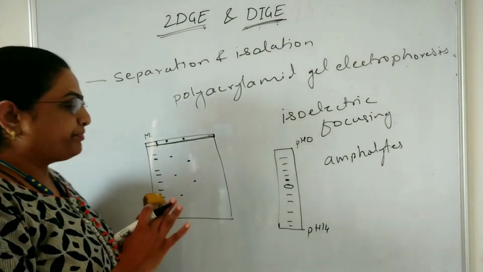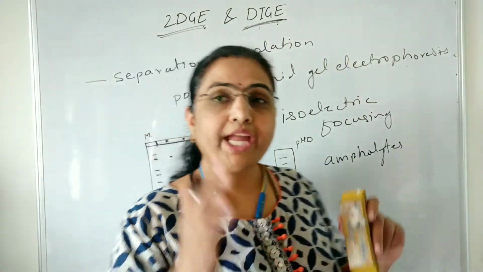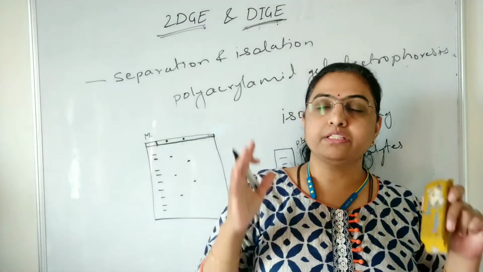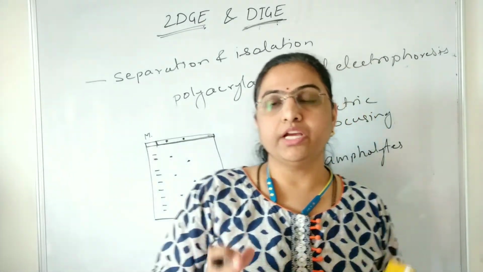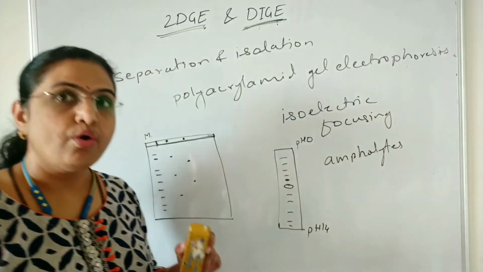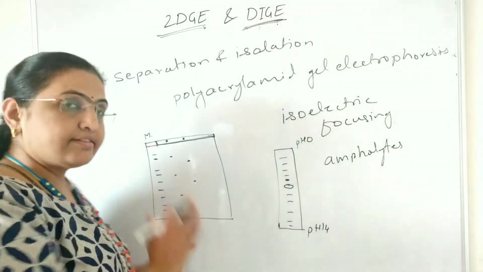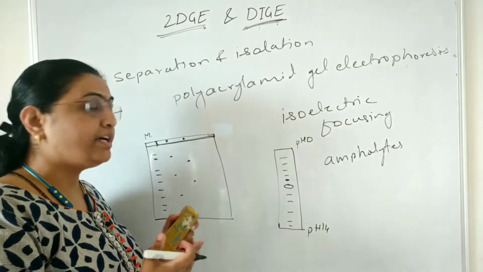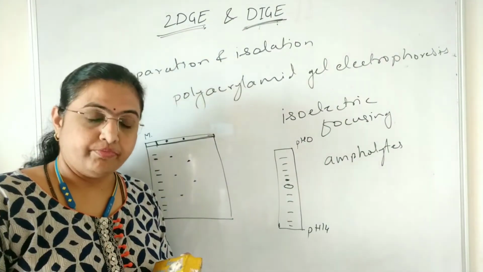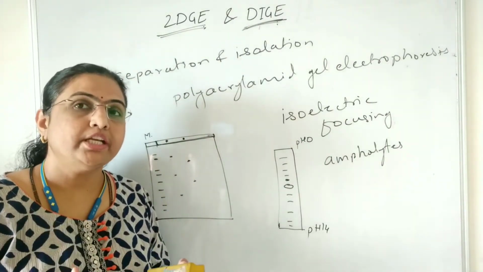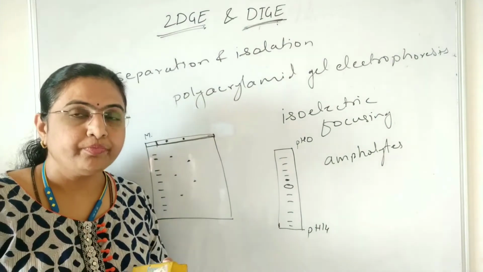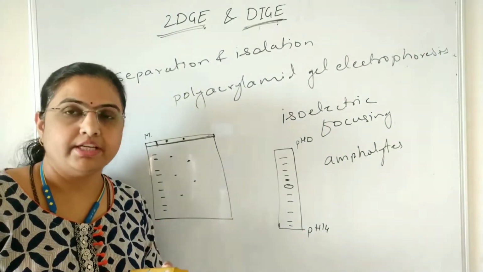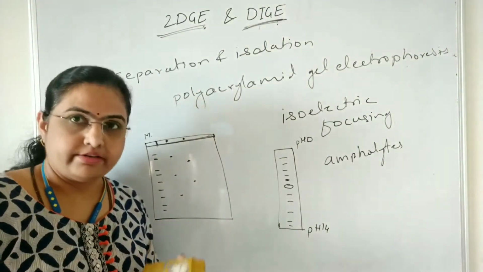In this way, we can separate and isolate the proteins with the help of two-dimensional gel electrophoresis. After this run, to visualize these bands we have to stain the gel. The most commonly used stain is Coomassie brilliant blue, and the second one is silver staining, which uses silver nitrate.